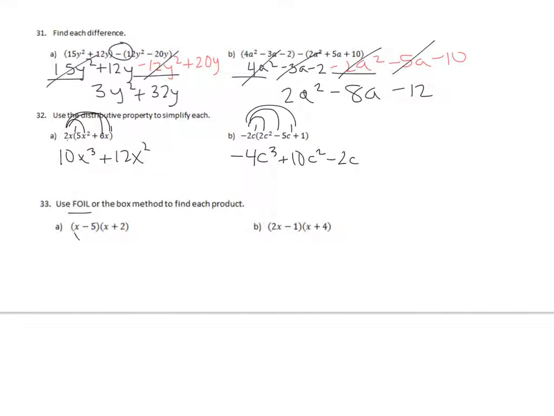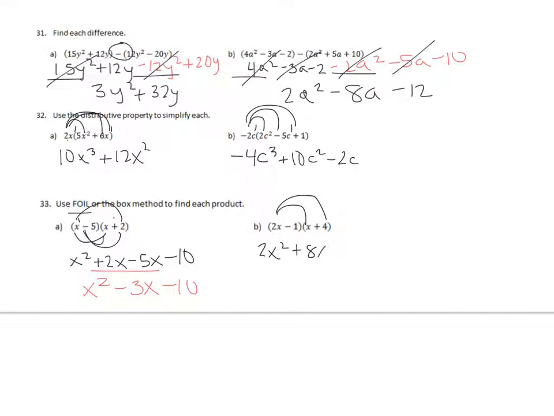Use FOIL. So first times first, x times x is x squared. Outside plus 2x. Inside minus 5x. Last minus 10. Combine them, so now you have x squared minus 3x minus 10. And the last one, first 2x squareds, outside plus 8x, inside minus 1x, last minus 4. So you have 2x squareds plus 7x minus 4.